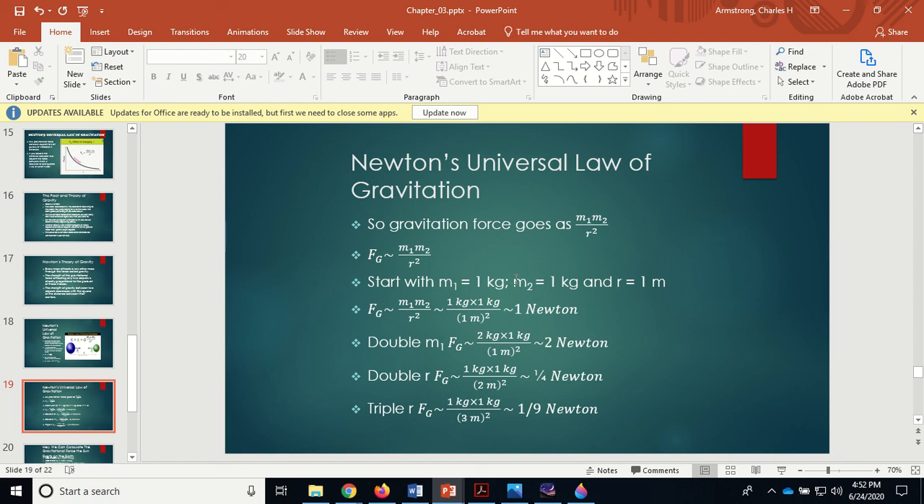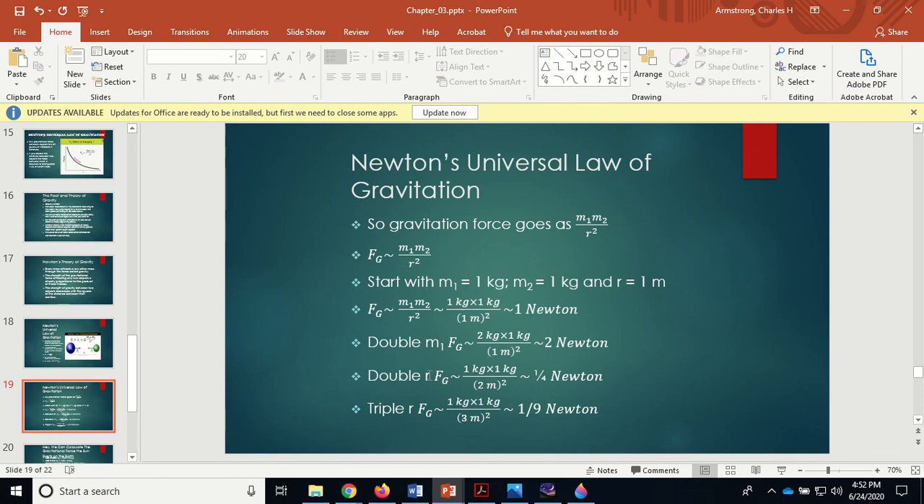Start with M1 being 1 kilogram, let's start easy, M2 being 1 kilogram, and R equals 1 meter. So we would end up with like 1 newton of force. If we double M1, now we get 2 kilograms times 1 kilogram divided by 1 meter squared, we get 2 newtons. So by doubling one of these guys, or whatever you do to them, that's what you're going to do to the answer. If you made one 10, kept the other one 1, then the answer would be 10 times what it was, okay?